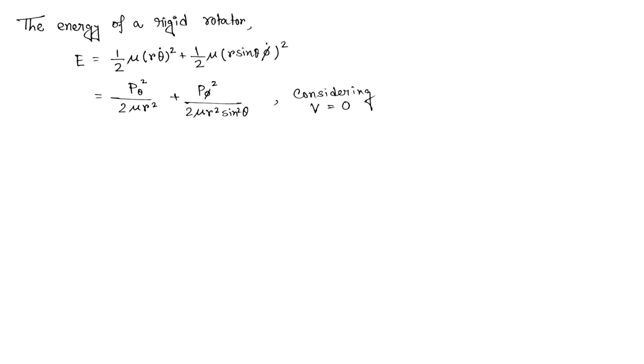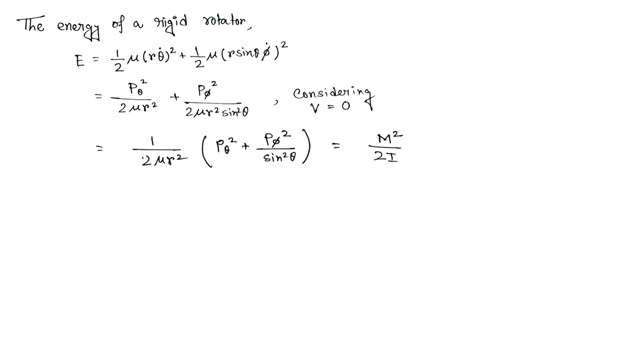If we write the energy of the rigid rotator, here we are taking only the kinetic term. We are considering the potential energy as 0. Now, if you solve this problem, you will basically get m square by 2I.